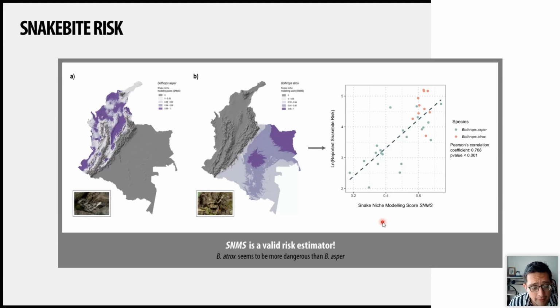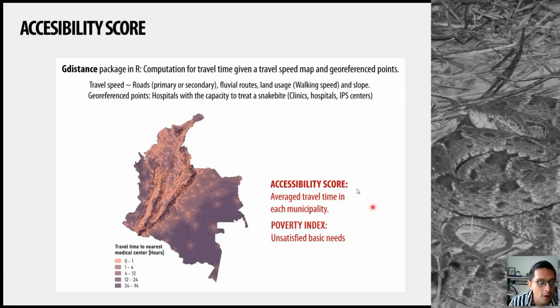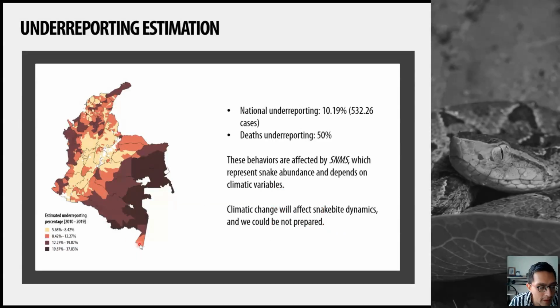So we got this risk estimator, and to estimate underreporting, what we did was to get an accessibility score that we computed as the average travel time in each municipality, travel time from each part of the country to each hospital with the capacity to deal with snakebites. So we developed, by geographical information system tools, this map of travel time to the nearest medical center, and we mixed this data with data of poverty, for which we used the unsatisfied basic needs. And with all of this data, we calibrated a generalized statistical model that estimated underreporting, the percentage of cases that are not being reported in each municipality in the country.